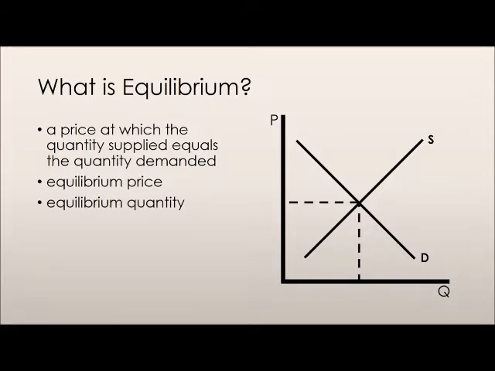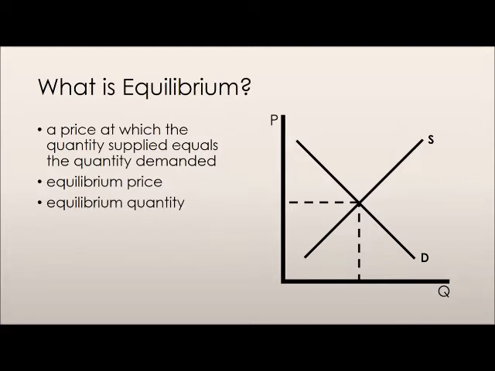Buyers are willing to buy what sellers are willing to sell, and sellers are willing to sell what buyers are willing to buy. There are two aspects to market equilibrium: the equilibrium price and the equilibrium quantity. Equilibrium price is the price at which the quantity demanded is equal to the quantity supplied. The equilibrium quantity is the quantity that is bought and sold at the equilibrium price.